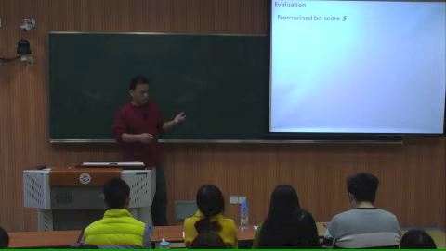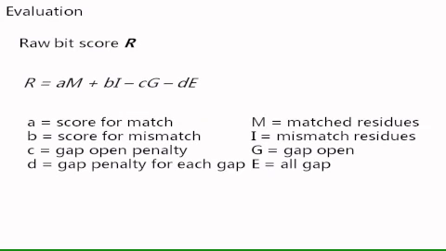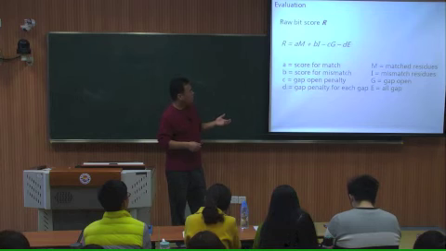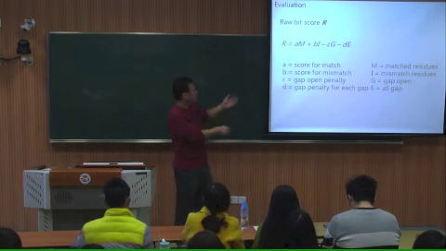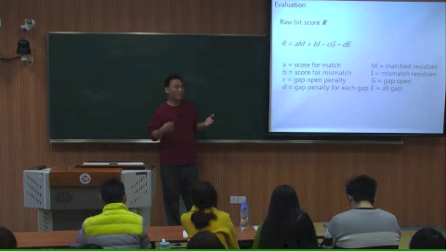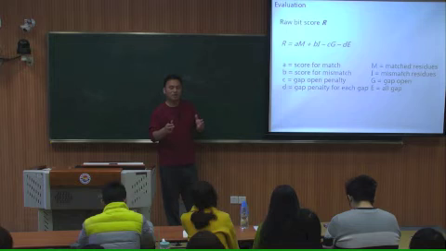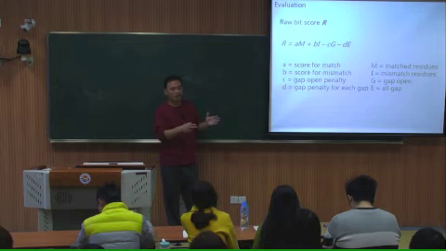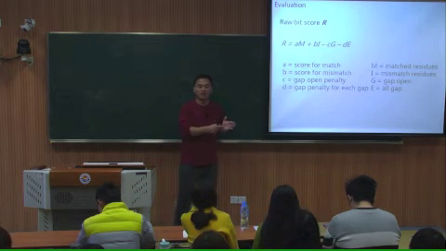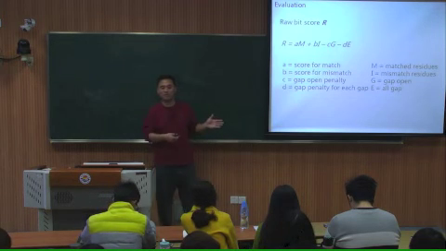But we need to normalize the score, because this score not only depends on the scoring metrics, not only on these parameters, it also depends on how many sequences you compare to. If the database is very small, there is a very small chance of a random match. But if the database is huge, you will have a chance to match them randomly.